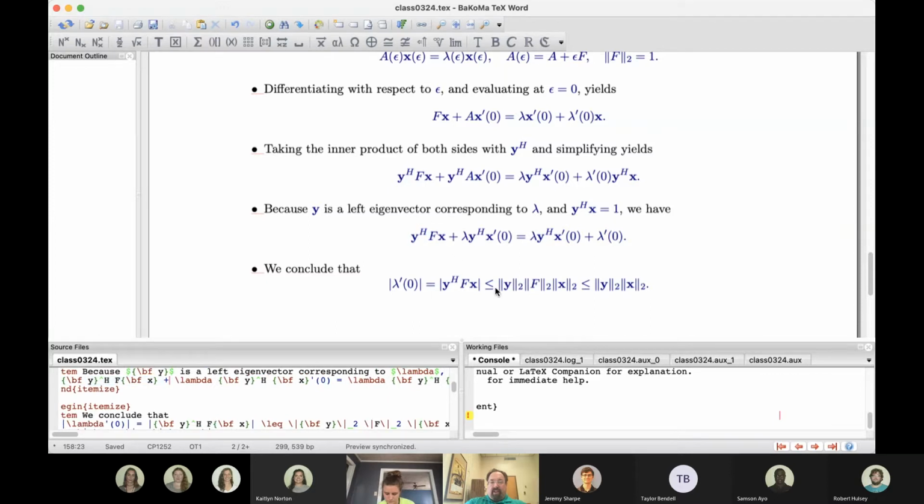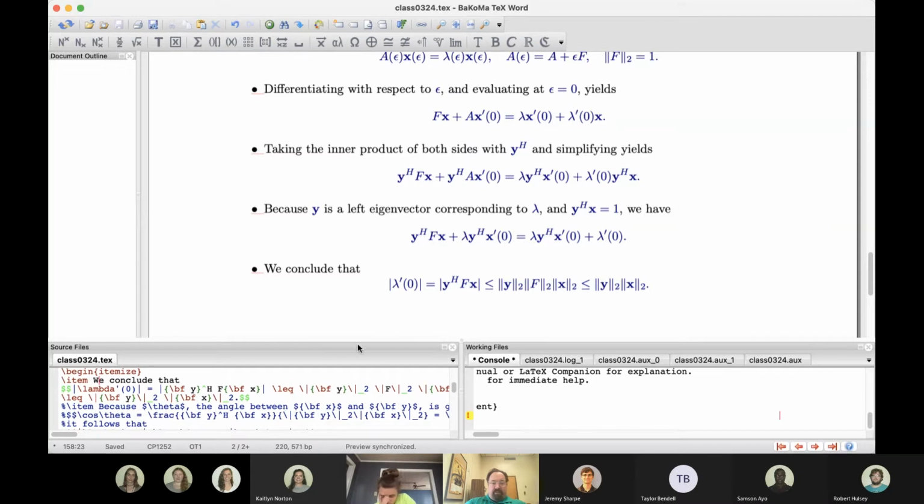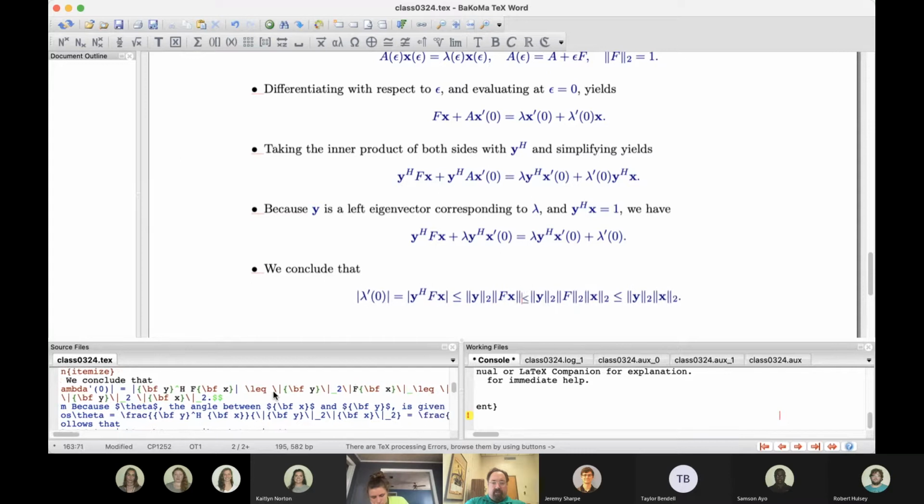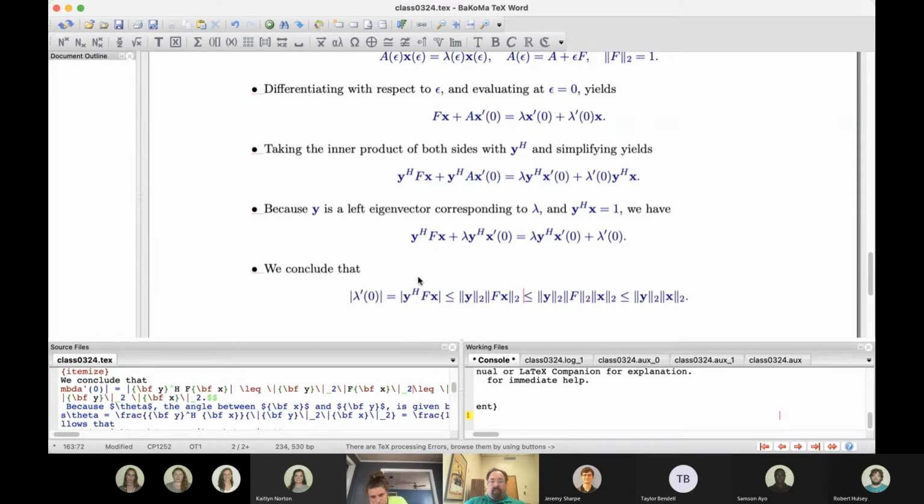So now take absolute values and use this Cauchy-Schwarz inequality, which would give me the norm of y times the 2 norm of f times x. Okay, so Cauchy-Schwarz inequality brings me to this.